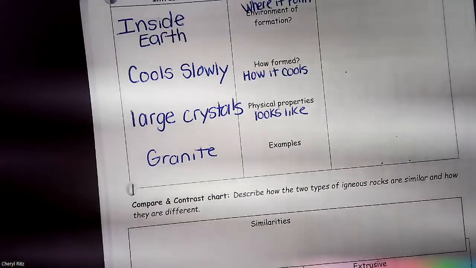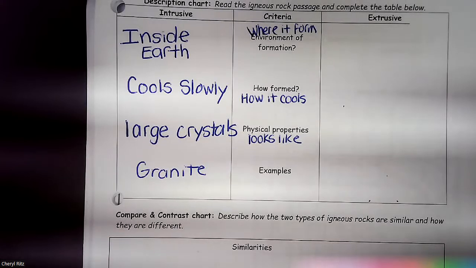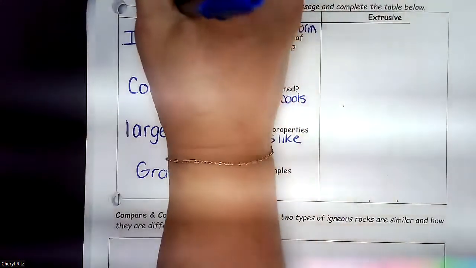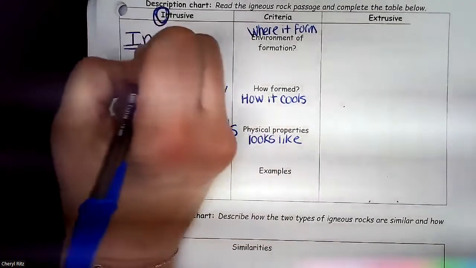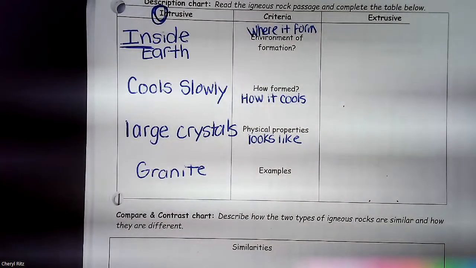That's intrusive. Any easy ways to remember this? In... yep. Circle the "in" in intrusive. I covered up the N, yes. And that goes with the inside Earth.